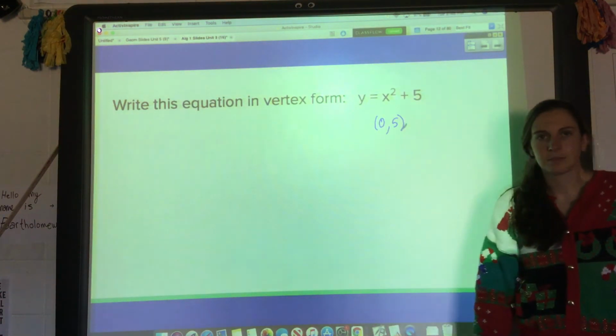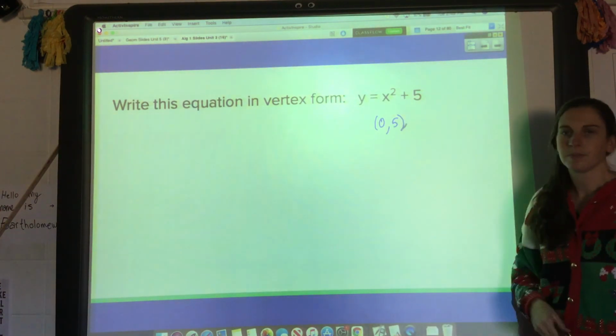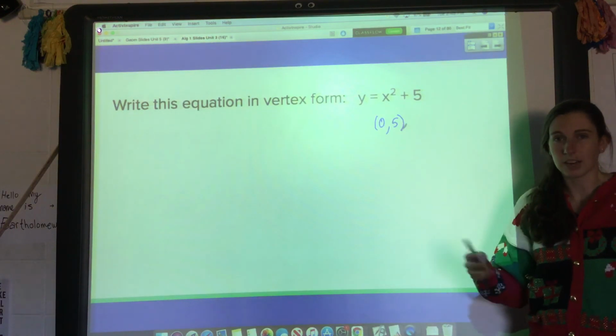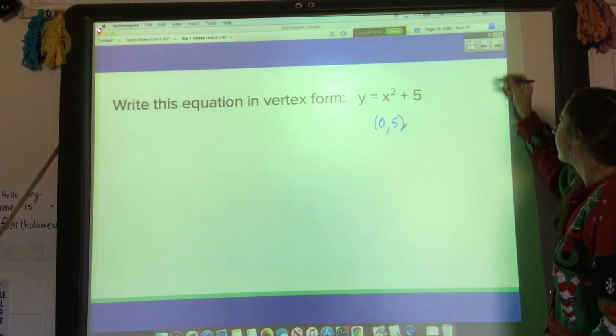That's the vertex. So if there are no parentheses, it's just an x squared, then it's actually in both standard and vertex form already, and you don't have to do anything. So it's kind of nice. Okay, I think that's it.